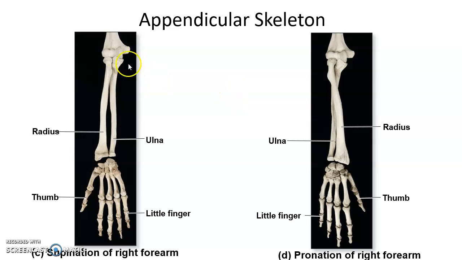From here, we can see the forearm in the supination formation, where the palm is facing anteriorly, or the pronation formation, where the palm is facing posteriorly. You can see that the radius and ulna will cross over when they are pronated. So that is why our anatomical position has the forearm supinated, or with the palm of the hand facing anteriorly.